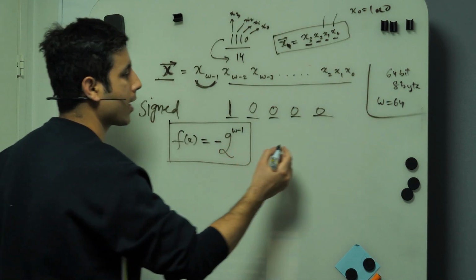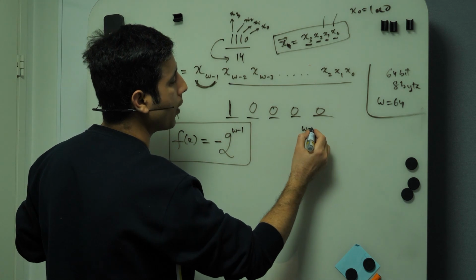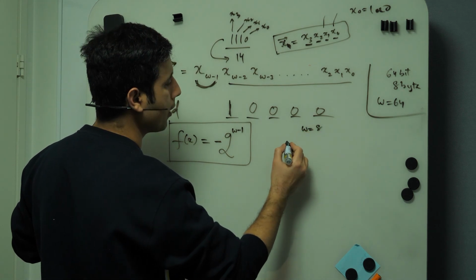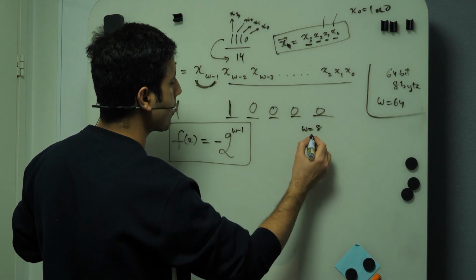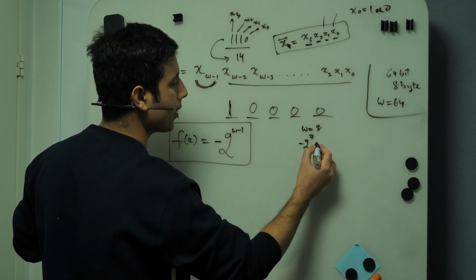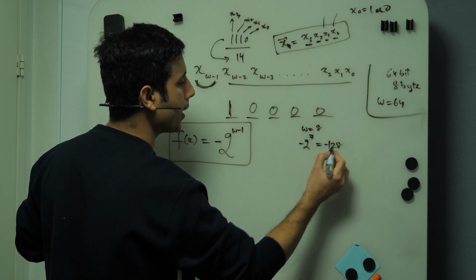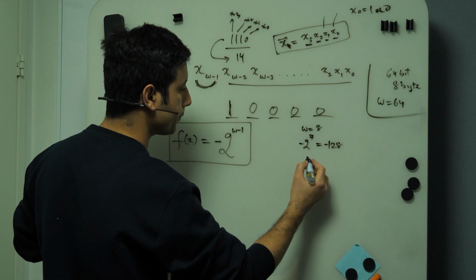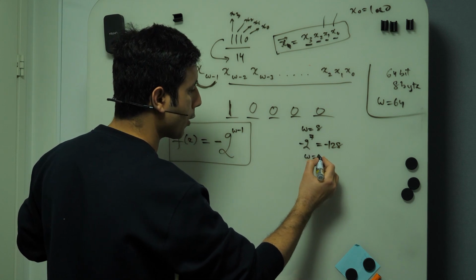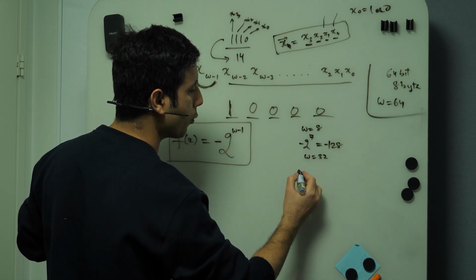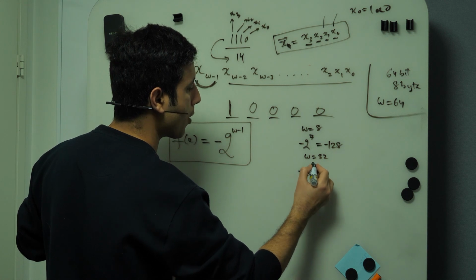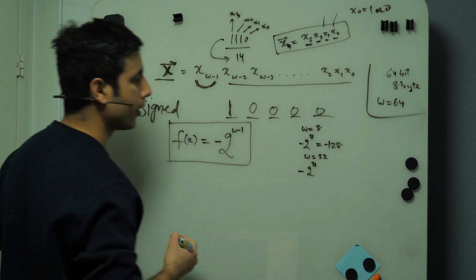Say, as an example, if we have 1 byte, W is equal to 8. So the lower limit would be minus 2 raised to the power 7, and that is minus 128. Now if W is equal to 32, so the lower limit would be minus 2 raised to the power 31.